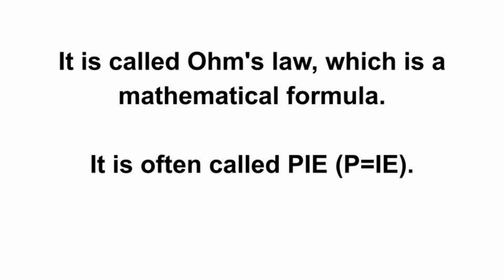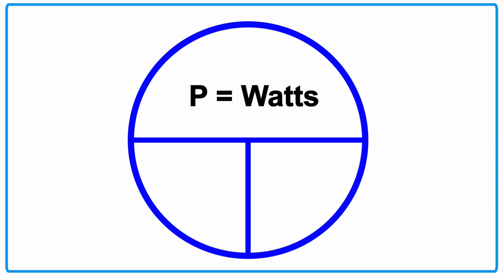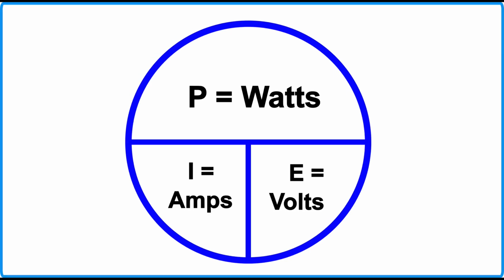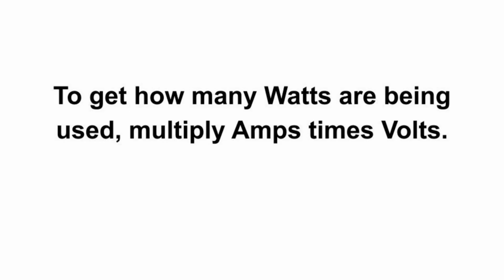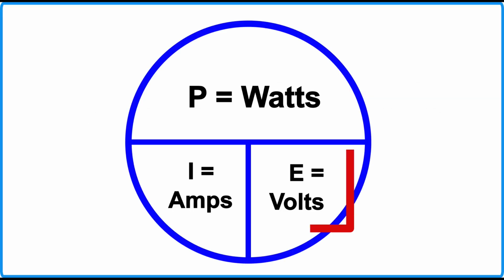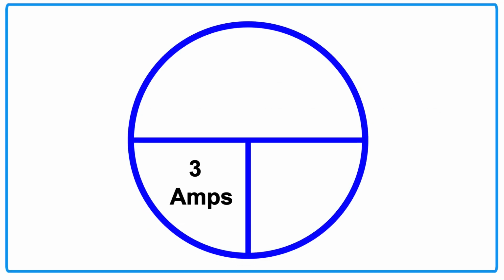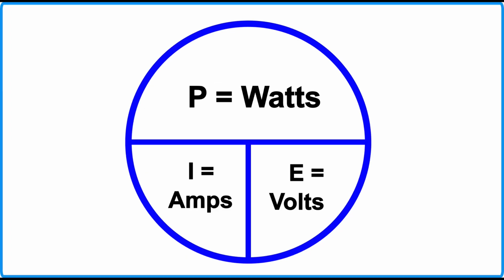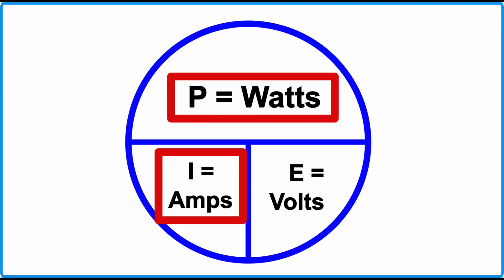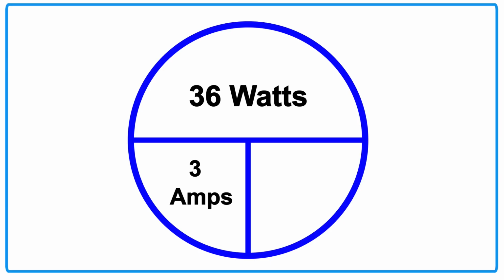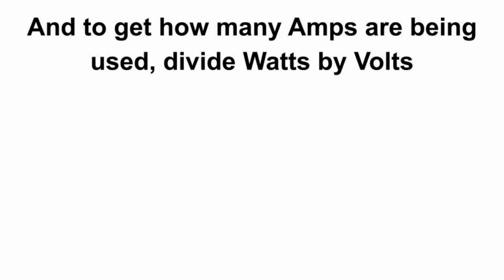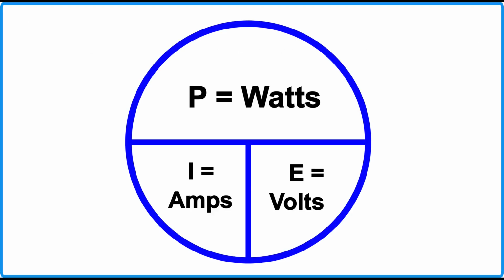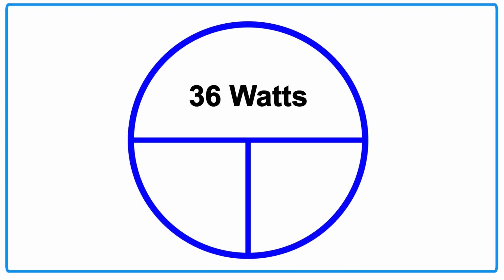It is often called PIE. That's P for power or watts, I for current or amps, and E for energy or volts. To get how many watts are being used, multiply amps times volts. 3 amps times 12 volts equals 36 watts. To get the voltage, divide the watts by the amps. 36 watts divided by 3 amps equals 12 volts. And to get how many amps are being used, divide watts by volts. 36 watts divided by 12 volts equals 3 amps.